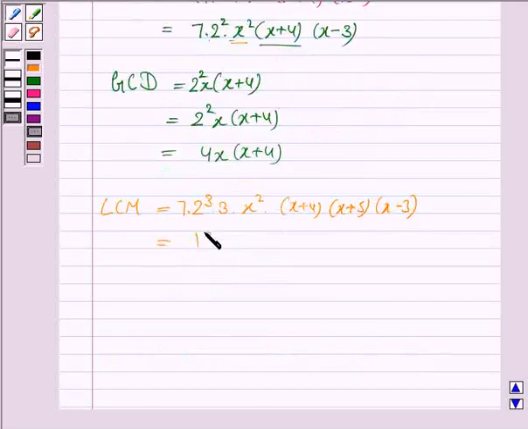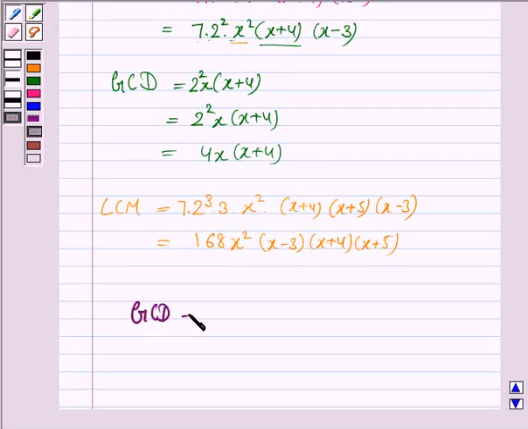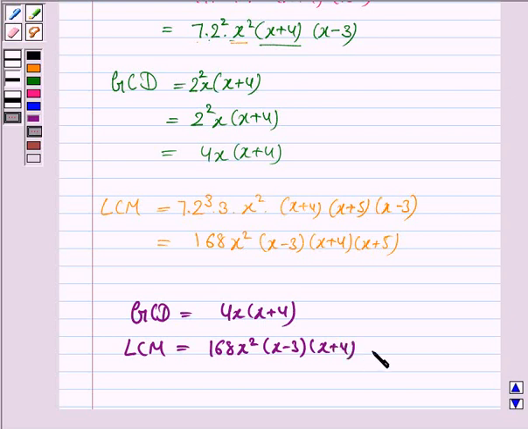So this is equal to 168 into x square into x minus 3 into x plus 4 into x plus 5. Hence the GCD of the polynomials is 4x into x plus 4, and the LCM is 168 into x square into x minus 3 into x plus 4 into x plus 5. So this completes the question and the session.